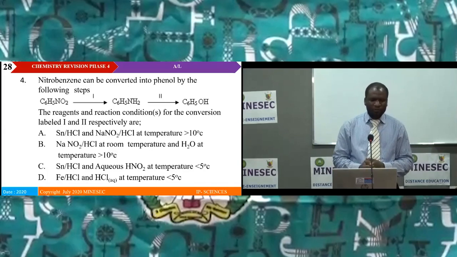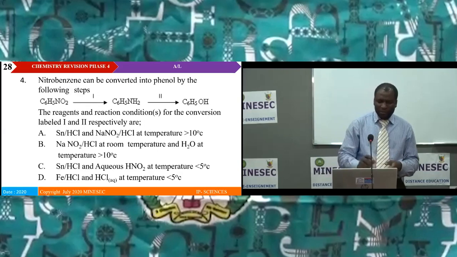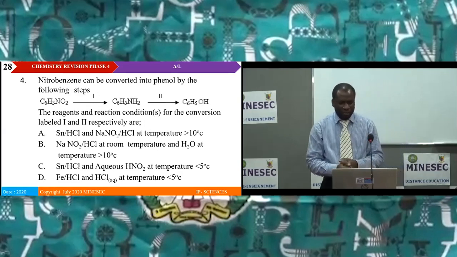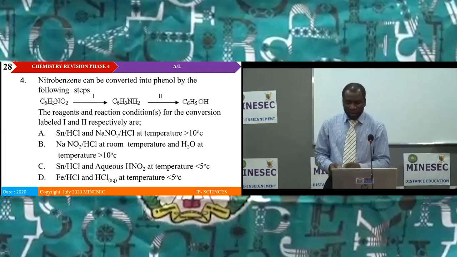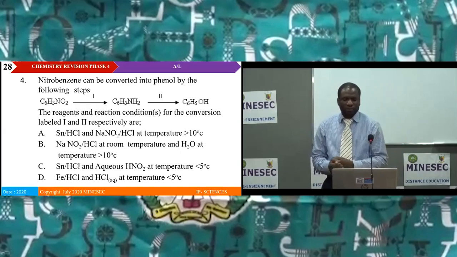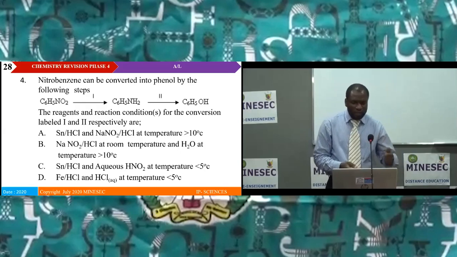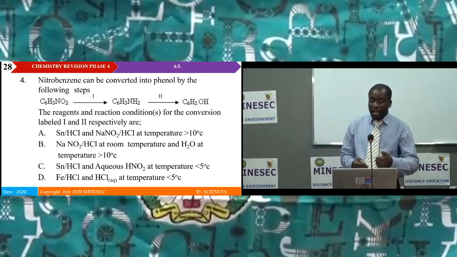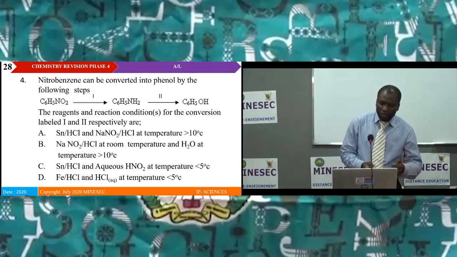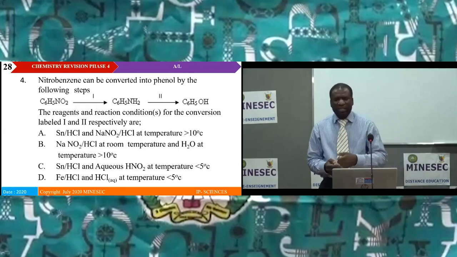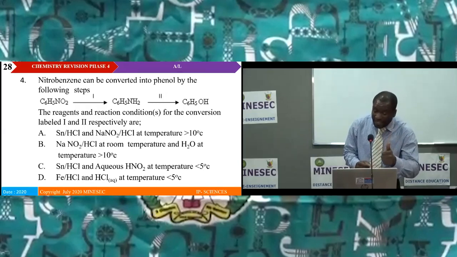Four, nitrobenzene can be converted into phenol by the following steps. We have a synthetic route projected on your screen. We have nitrobenzene to phenylamine, then to phenol. The reagents and reaction conditions for the conversions labeled 1 and 2 respectively are: A, tin in hydrochloric acid and sodium nitrite in hydrochloric acid at a temperature greater than 10 degrees Celsius.